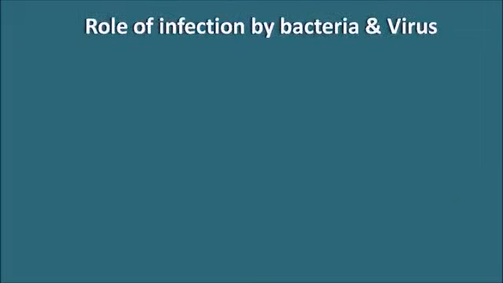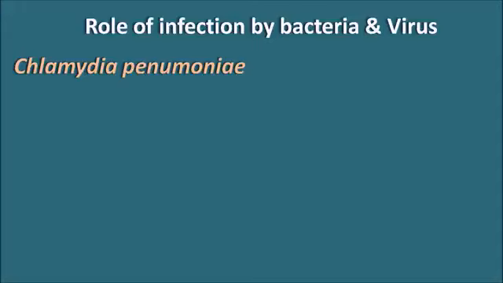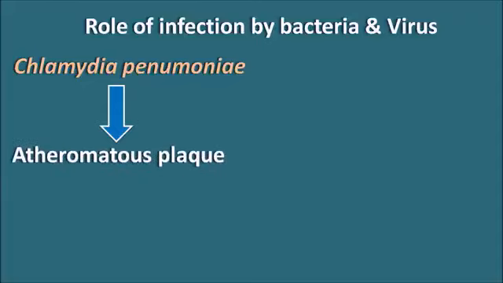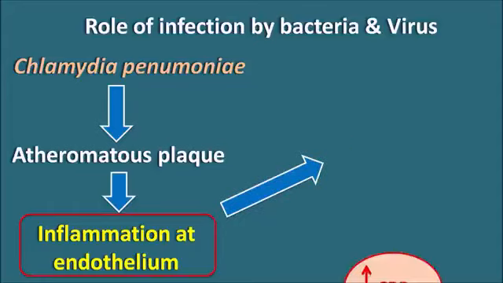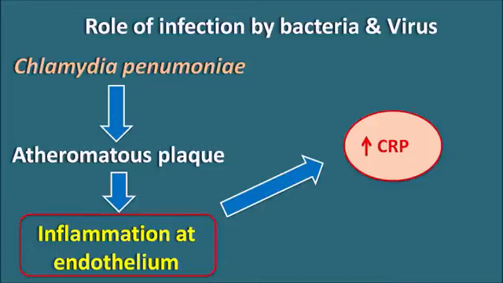So what is the role of this infection by the bacteria and virus? For example, chlamydial pneumonia is a bacterial infection which can produce pneumonia. This bacteria can also produce some erythematous plaque within the patients, which produces some inflammation at the endothelium. So this inflammation at the endothelium can increase the CRP levels. So raised levels of CRP can be observed with bacterial infections like Chlamydia pneumoniae.